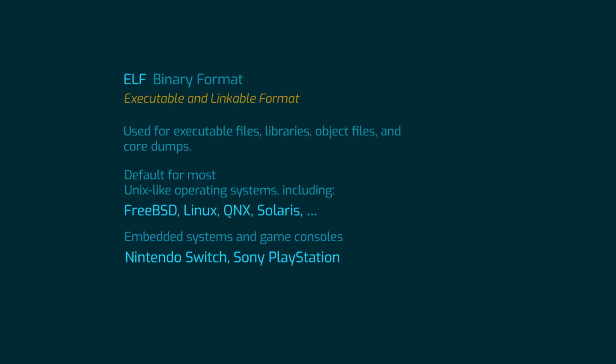In this video series we will mostly be exploring the ELF file format, which stands for Executable and Linkable Format. It's used for executable files, libraries, object files and core dumps. Standalone binaries such as firmware can also be compiled into ELF initially, mainly for debugging purposes. This format is the default for most Unix-like operating systems, including Linux, FreeBSD, QNX, Solaris and many others. It is also widely adopted in embedded systems and game consoles. Platforms like Nintendo and Sony PlayStation often use ELF under the hood.